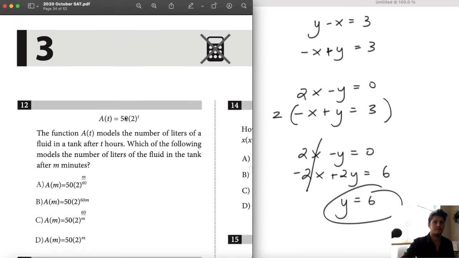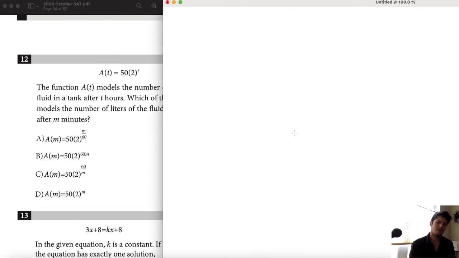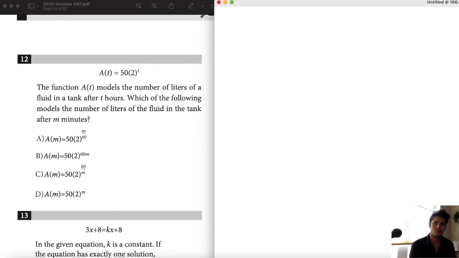Okay, number 12. We're getting to the hard questions, but the hard questions are actually fairly predictable about the kind of things they'll ask you to do. So, for instance, I know right away when I see answers like this what's going on in this game. We have this exponential equation, but let's just pretend t is 1. If t is 1, what happens? Well, it sounds like A is the number of liters of fluid in a tank. So in 1 hour, A is going to equal 50 times 2, which is 100.